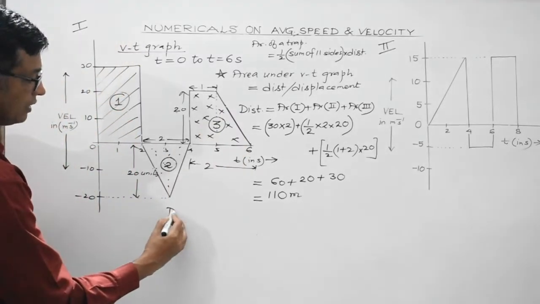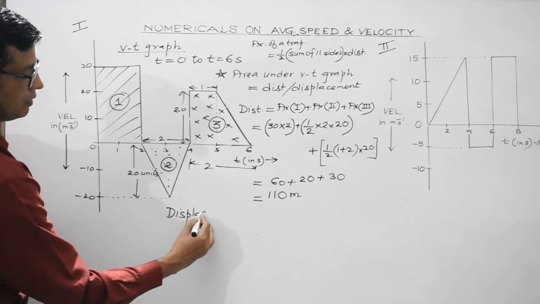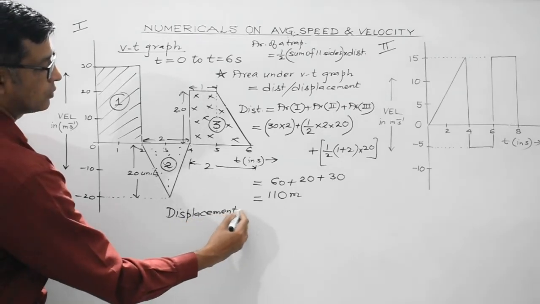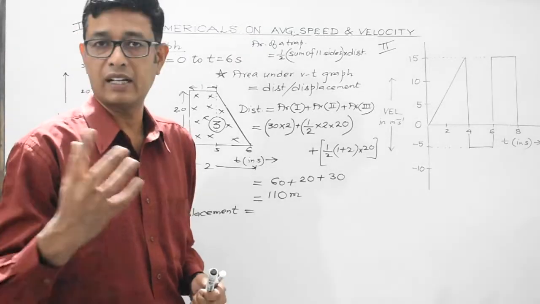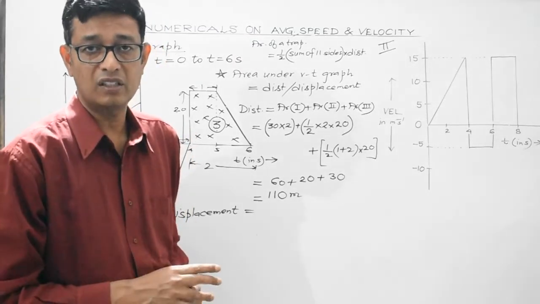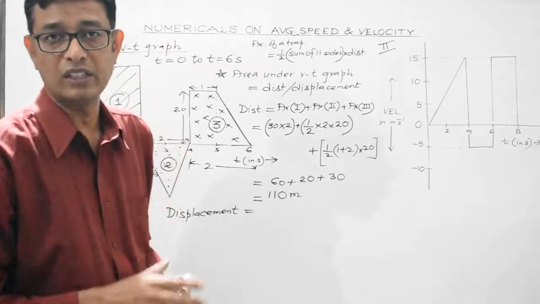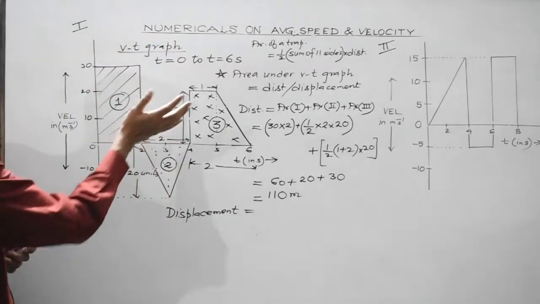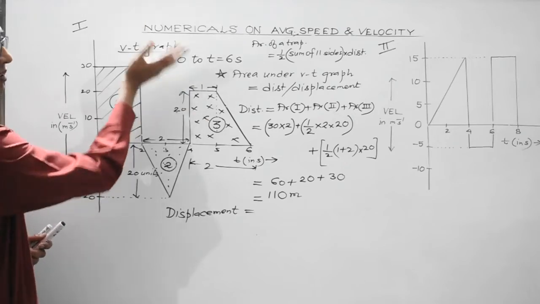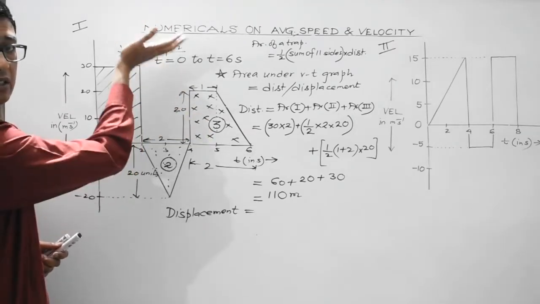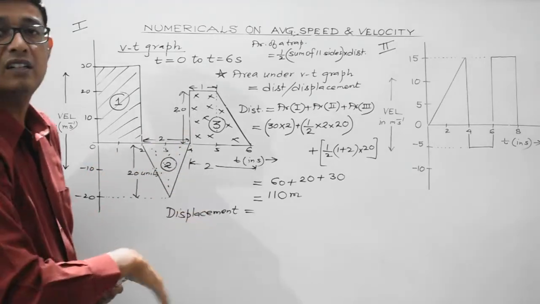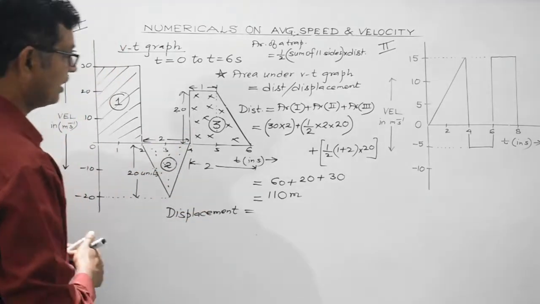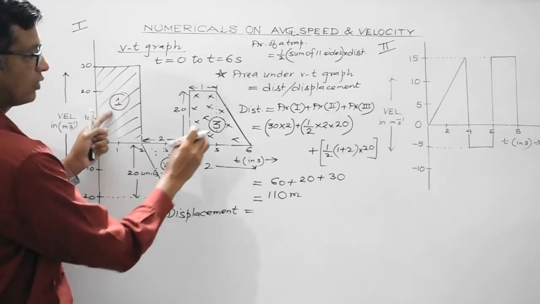Now, while calculating displacement: as you are aware, displacement can be positive, it can be negative, it can even be zero. Displacement is a vector quantity. So the areas that fall in the first quadrant are to be assigned a positive sign, while the area that falls in the fourth quadrant is to be assigned a negative sign. What I mean to say is, again, area of first plus area of second plus area of third.